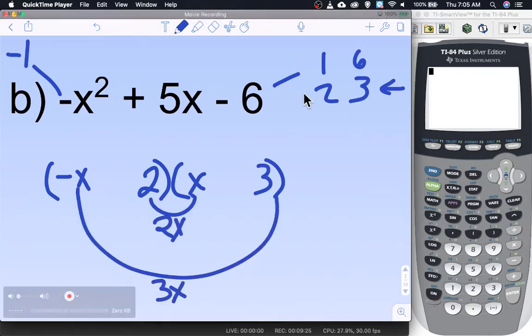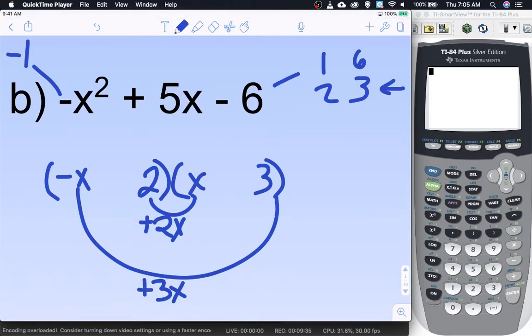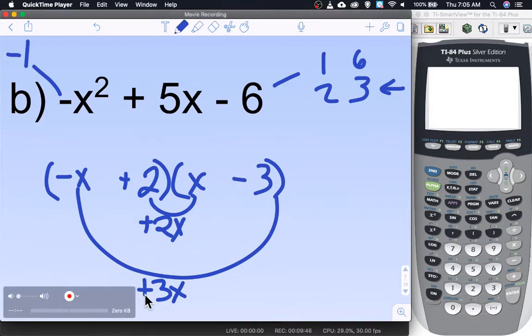Notice I'm not worrying about the signs. I don't really worry about this as a negative yet. I'm just seeing, can I make my middle term work out? To make this a positive, these would both need to be pluses, which means this would be a positive 2, and this would be a negative 3. And you go, what? Why negative? It should be plus. Well, negative x times negative 3 is a positive 3.